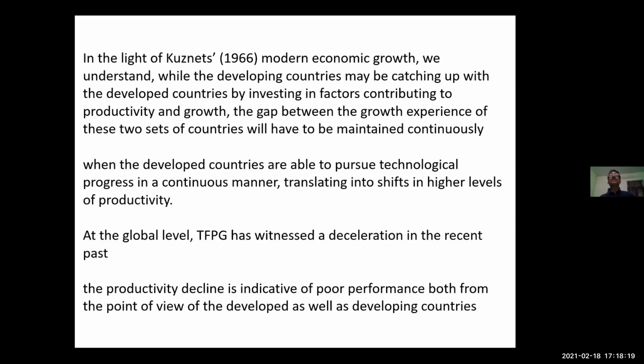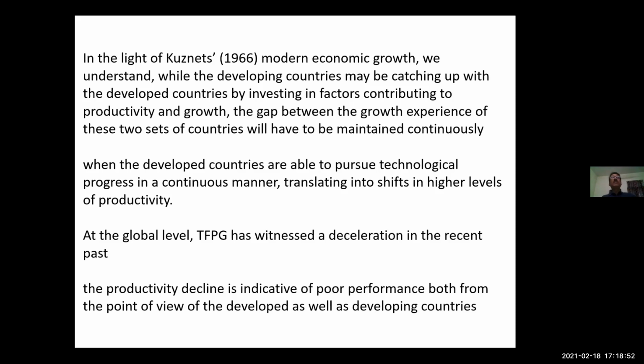When the developed countries are able to pursue technological progress in a continuous manner, translating into shifts in higher levels of productivity is very, very crucial. So to what extent the technological progress will actually contribute to higher levels of productivity is a key question, because in the recent past, it has been seen that technological progress has taken place, but not necessarily is it resulting in higher levels of productivity. So we need to understand those reasons as well.